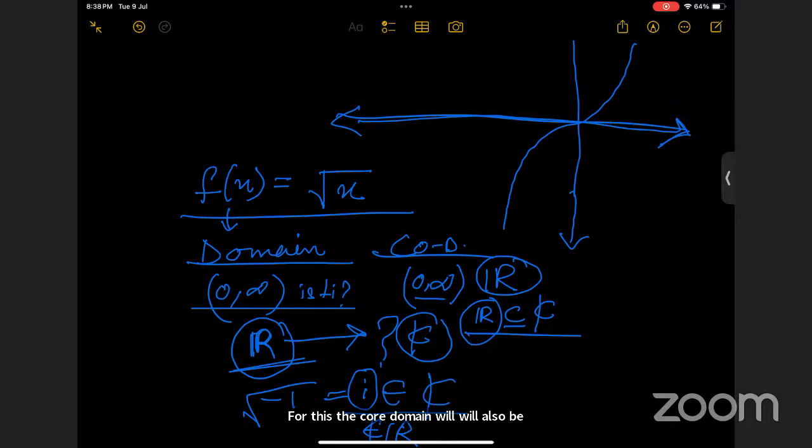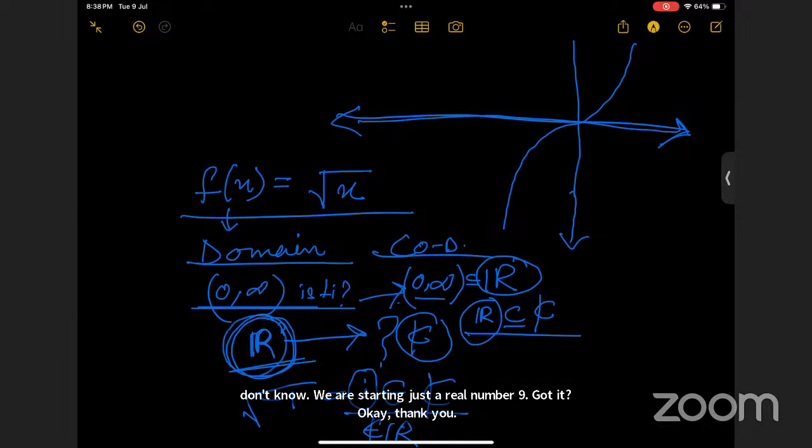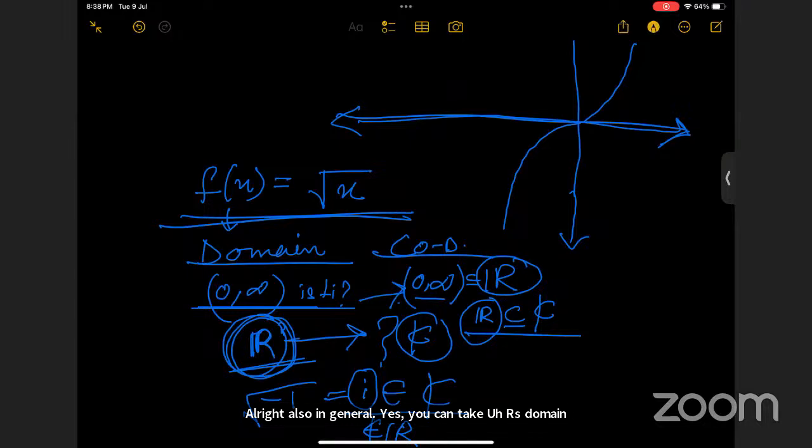It can be R also. 0 to infinity is a subset of R, right? But the domain will be 0 to infinity. If the domain is 0 to infinity, then the codomain will be this. If the domain is R, we can take the domain as R also. But here we will not consider that case because we are avoiding the complex number system here. We are studying just the real number line. But in the general case, you can take R as the domain for this function, and in this case, the complex number system will be the codomain. Okay, got it. Thank you.